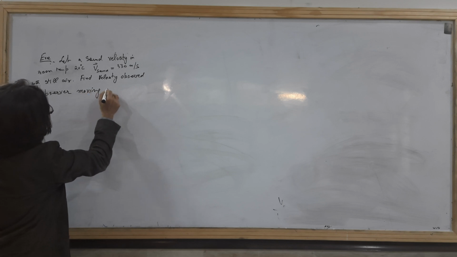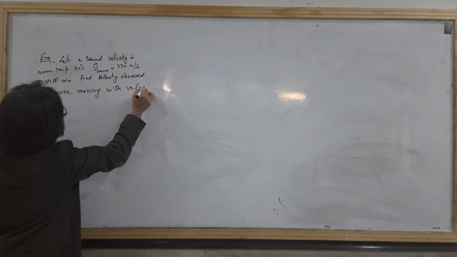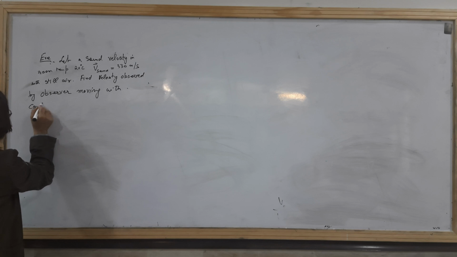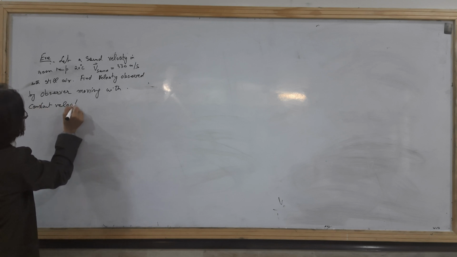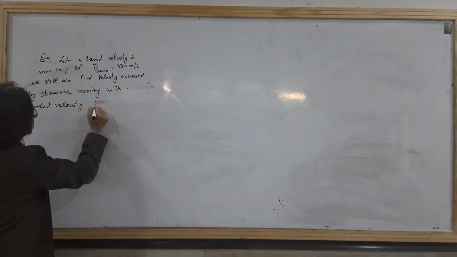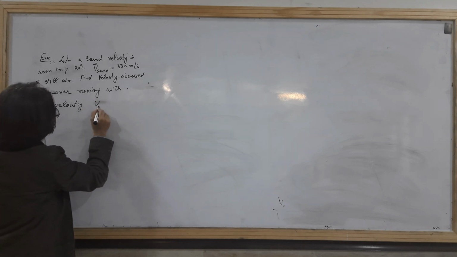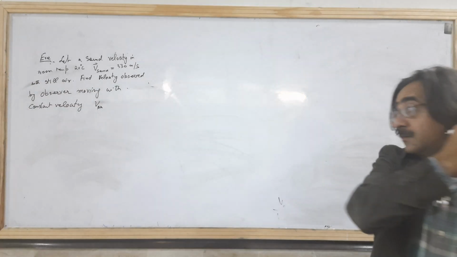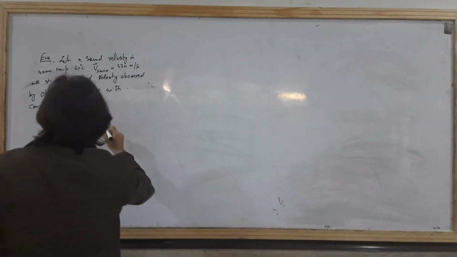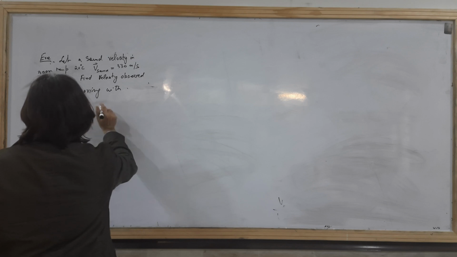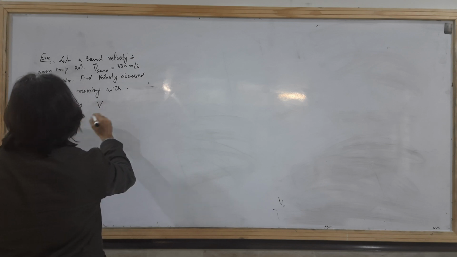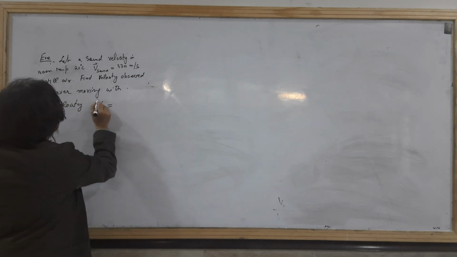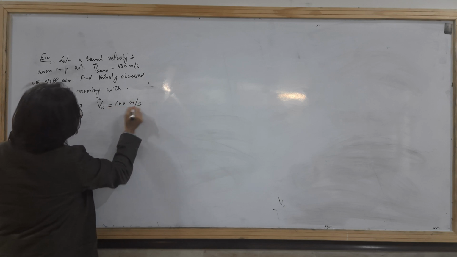moving with constant velocity, okay. Constant velocity VBA. The observer velocity, that is VO, observer VO, is 100 meter per second, okay.